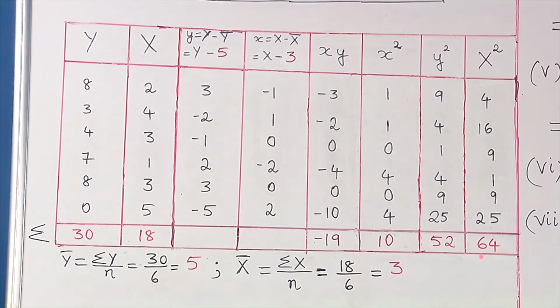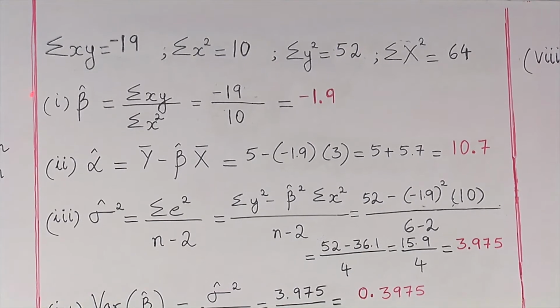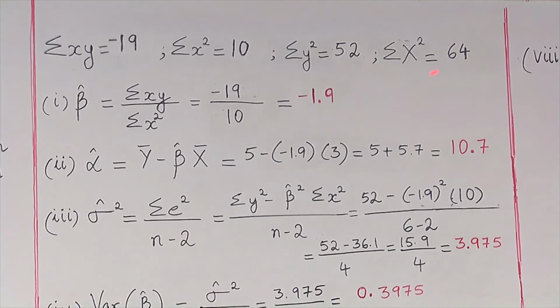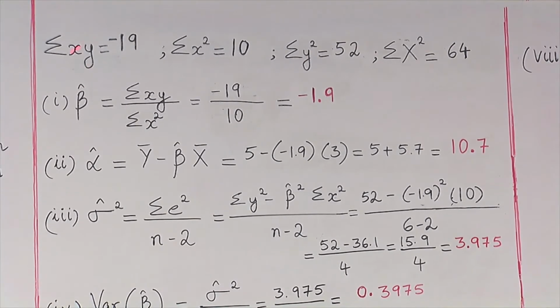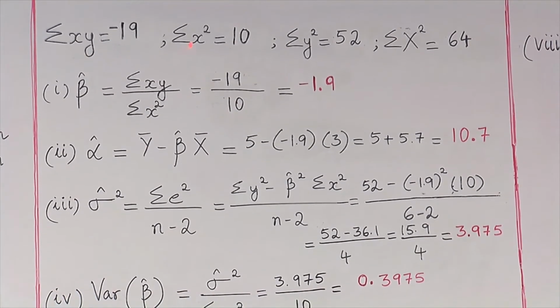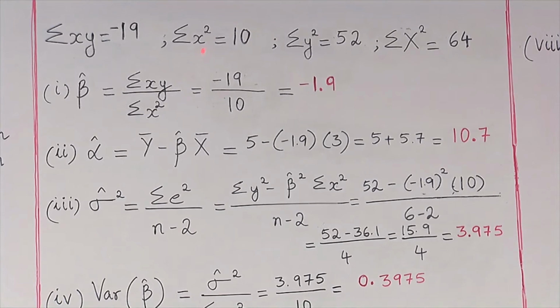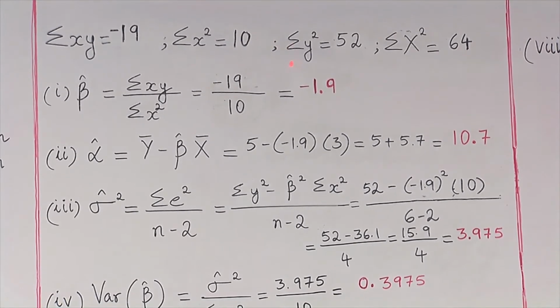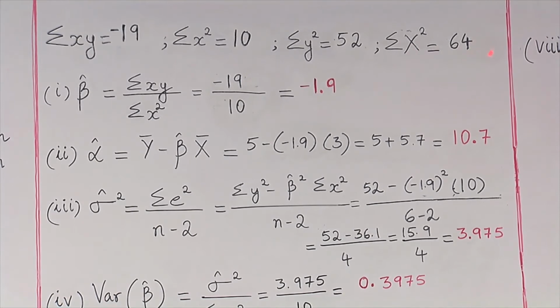So, keep these values safe for the next estimation process. Now, the table values are summarized like this. The summation of small x y is minus 19, the summation of the square of small x column is 10, the summation of the square of small y column is 52, and the summation of the capital X square column is 64. Using these estimates, we are going to find the estimates and the coefficients.